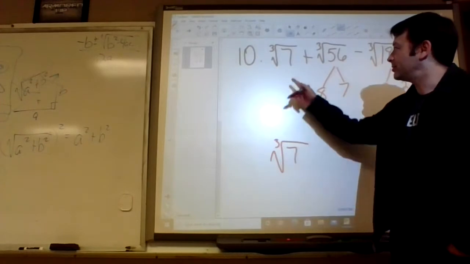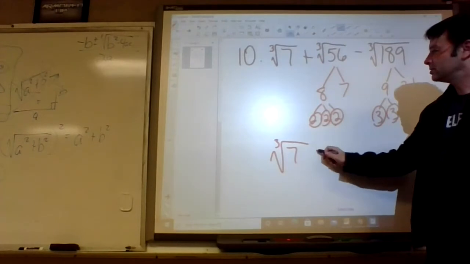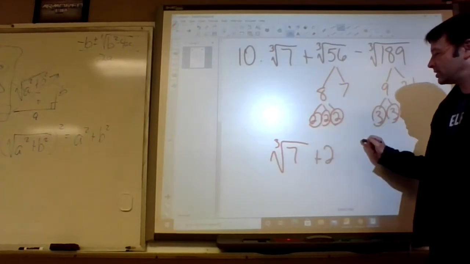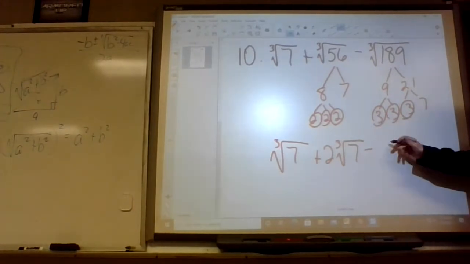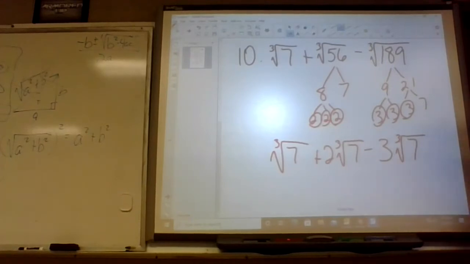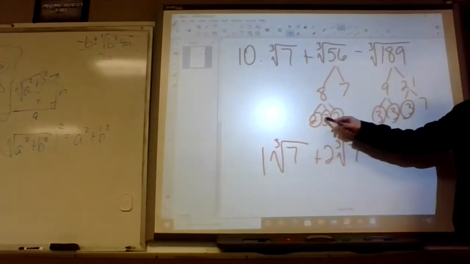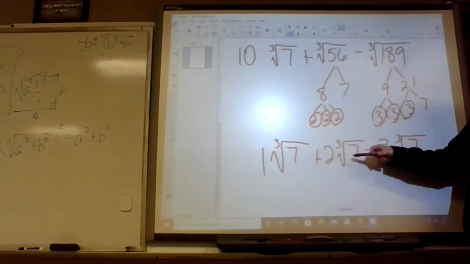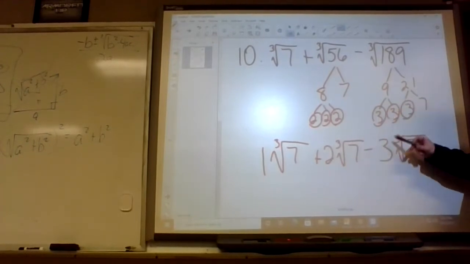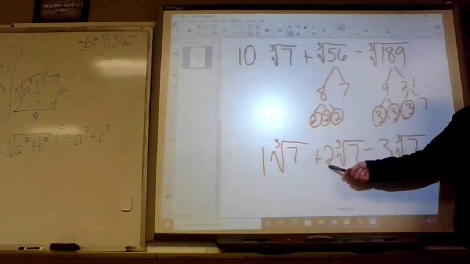So this is cube root of 7. What would this one be, guys? Plus 2 cube root of 7, minus 3 cube root of 7. So the ones that are circled are in front. Why is there a 3? Yeah, the triples go in front, because it's cubed. Because 2 times 2 times 2 is 8, so it has a cube root of 2. It takes a triple to get out.